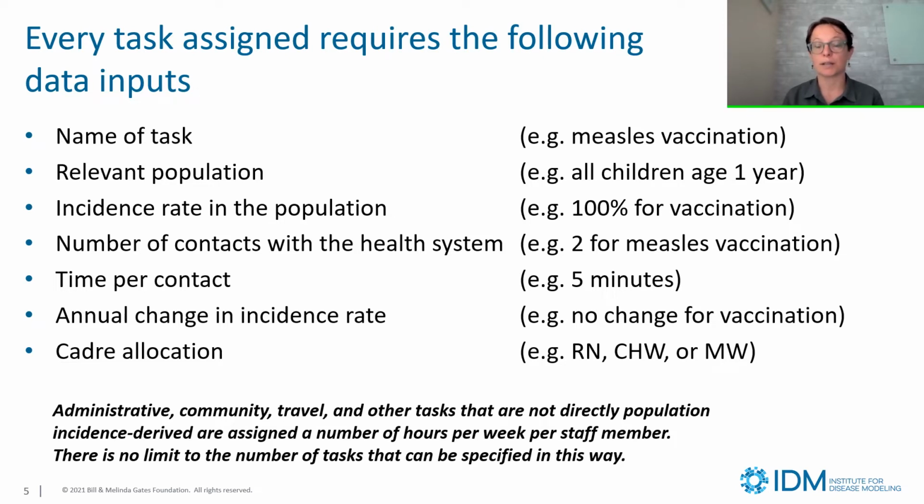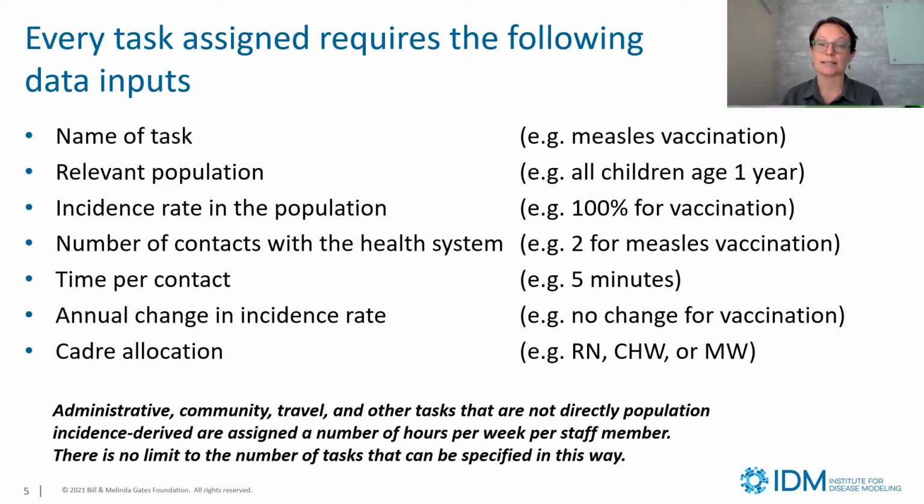a time per contact, for example, 5 minutes, and then those values are all multiplied together to estimate the total workload in a given year. Now, for measles, we would expect that vaccination ideally should remain at 100%, and so there might not be any change. Our annual change rate in incidence could be 1 in that case. But if we have something like malaria, which we would hope is decreasing over time, we would put an annual change rate in, and that value would be below 1 to reflect that the rate is decreasing year on year.